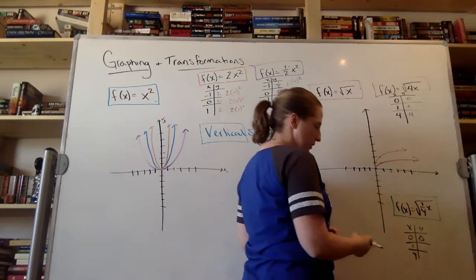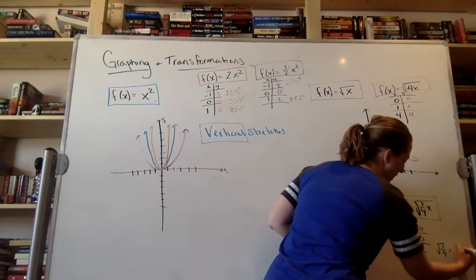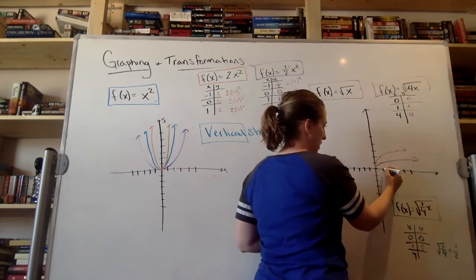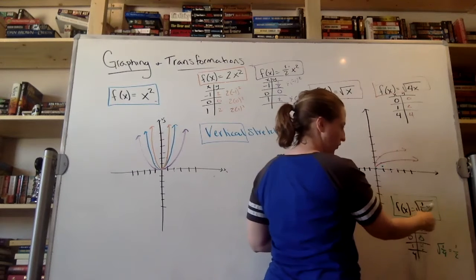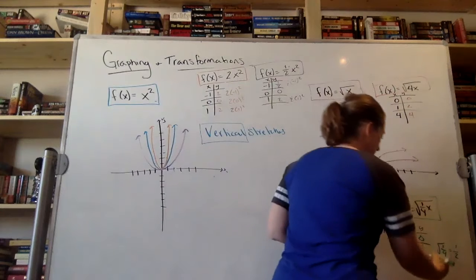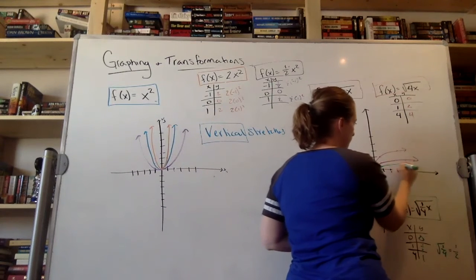Plugging in 1, I'll have the square root of 1/4 times 1, or the square root of 1/4, which is 1/2. So I'll have the point (1, 1/2). Plugging in 4, I'll have the square root of 1/4 times 4. 1/4 times 4 is 1, so the square root of 1, which is 1. So I also have the point (4, 1).